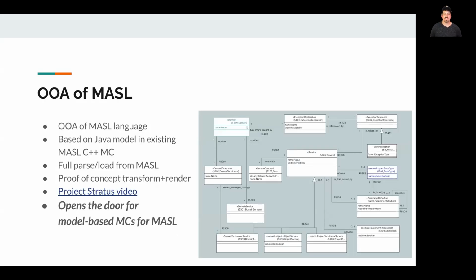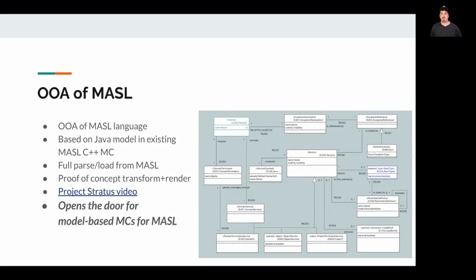The OOA of Mazel is a very interesting piece of this puzzle. I mentioned that Ciera uses the xtUML meta model as its source model. This is not the only option for a source model. There's been recent work done to produce an OOA of Mazel through the Stratus project. I've included a link here, and when these slides are publicly available, you can follow that link to watch this video. It's about half an hour, but gives a really good detailed description and demo of the Stratus project.